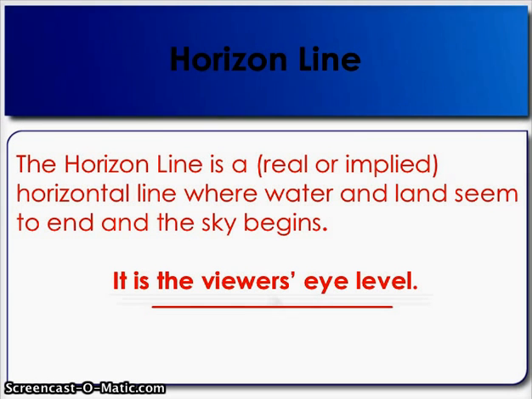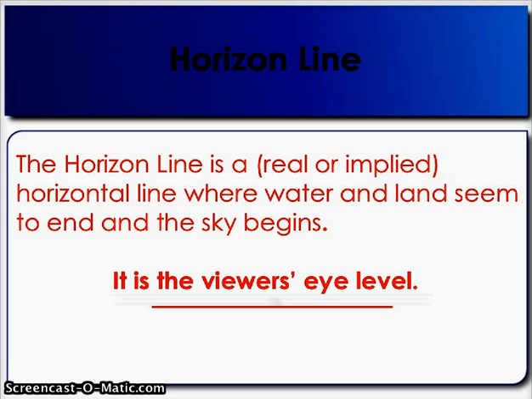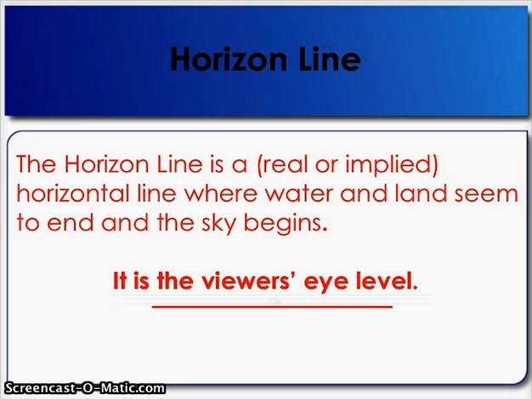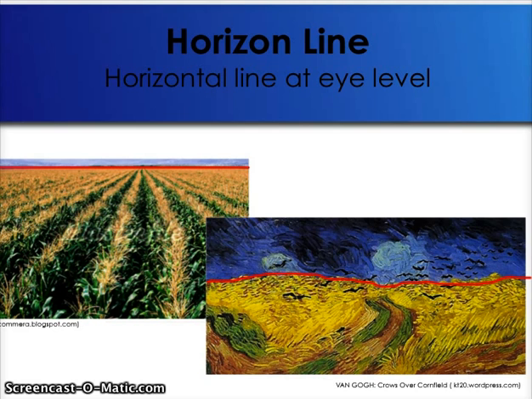The horizon line is a real or implied horizontal line where water and land seem to end and the sky begins. It represents the viewer's eye level. Horizon lines needn't be in the middle of the page, as you can see in the example here. The horizon line is located near the top of the painting. As well, horizon lines needn't be straight, as you can see in the example of Van Gogh's painting. The horizon line follows the river.